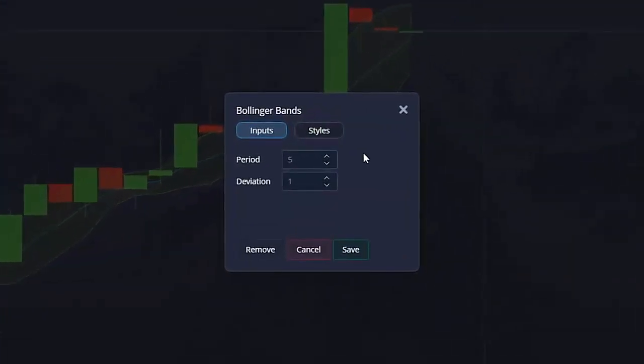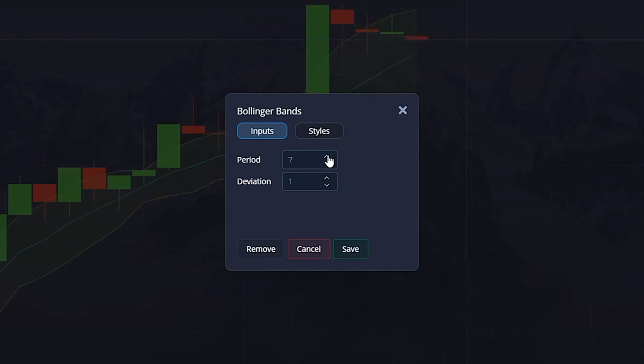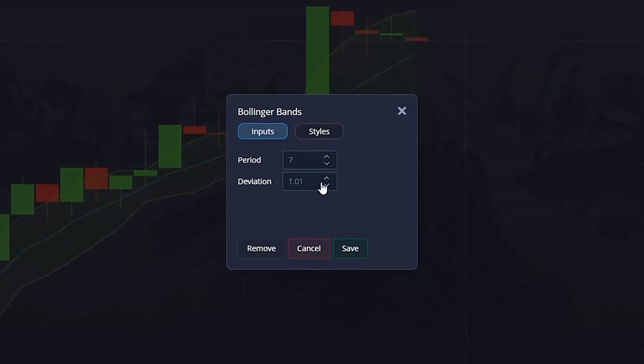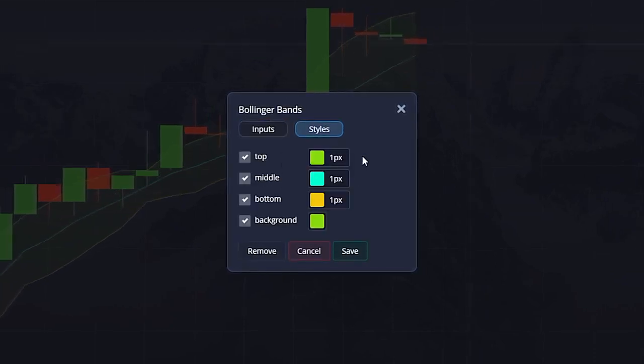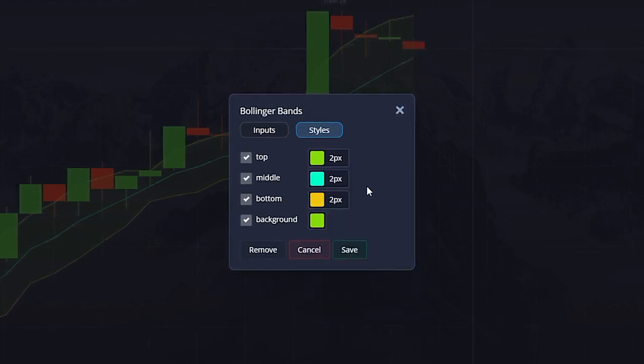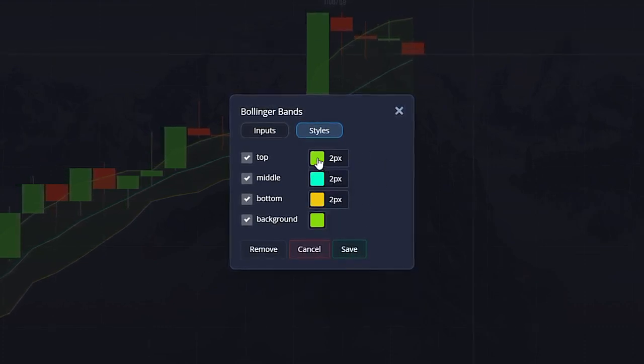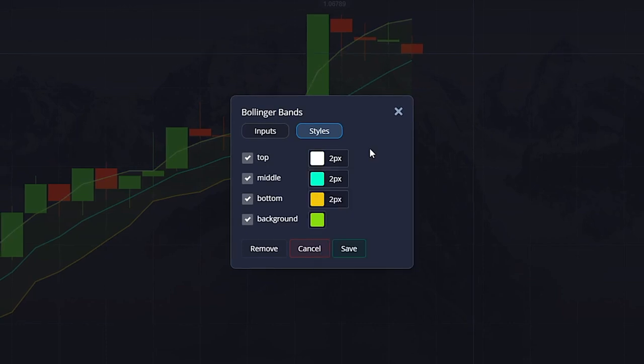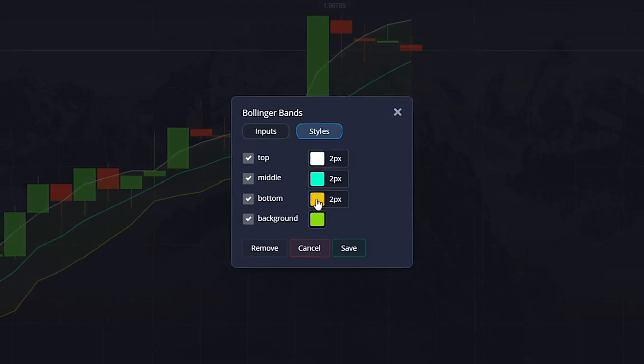For Bollinger Band, set the period to 7, deviation to 1.01. Change all line styles to 2 pixels. Make the top line white, leave the middle line green, and make the bottom line red. By the way, the combination of these two indicators is very popular and therefore very effective.